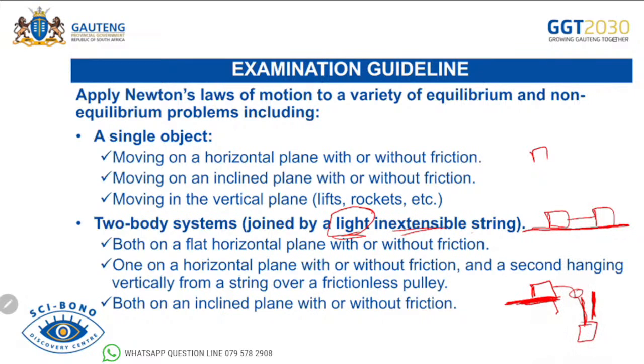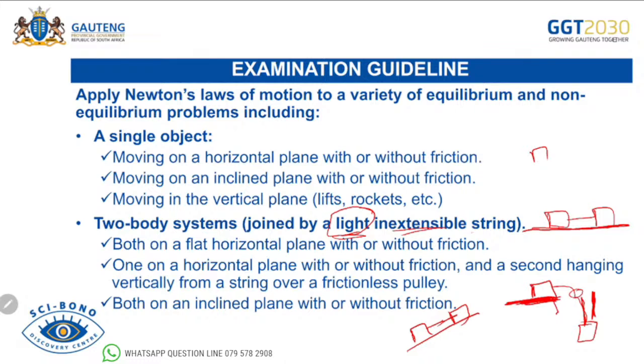And then the last one is both on an inclined plane with or without friction. So the last one would be something like that, where they are both joined on an inclined plane, where there'll be friction or no friction. So these are the three scenarios or problems that you can be confronted with, where you will need to apply Newton's laws of motion.